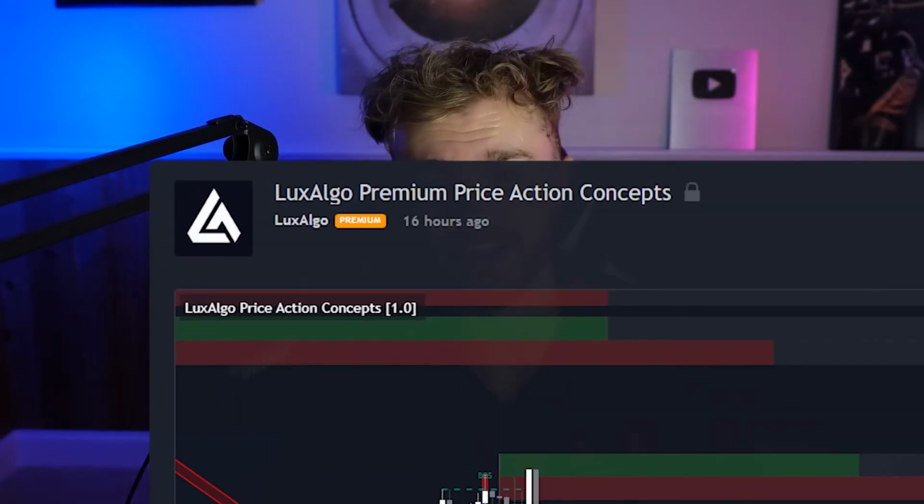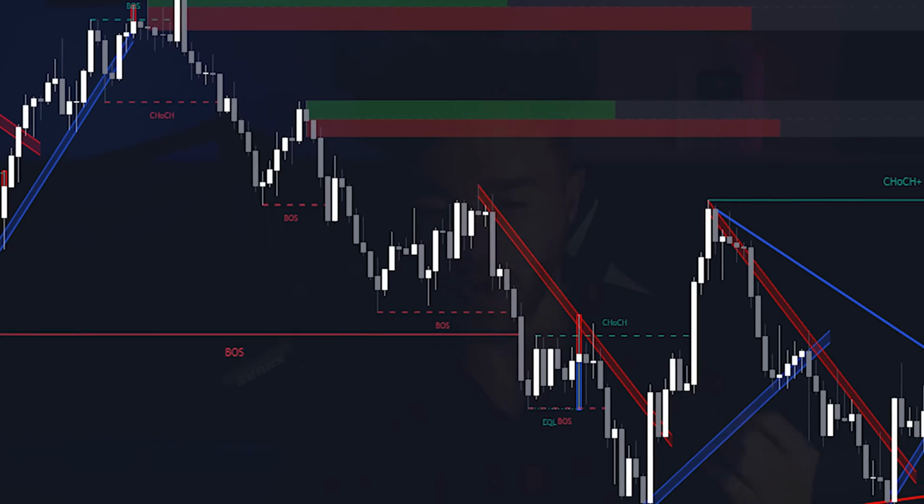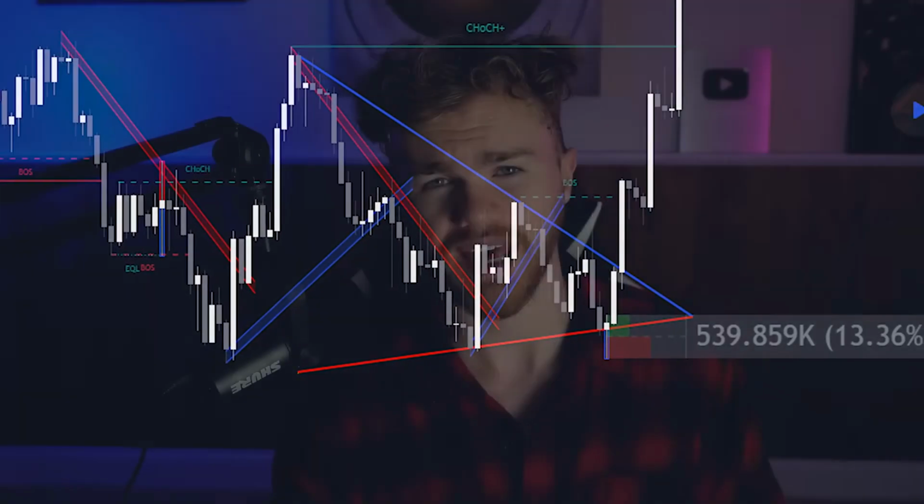The brand new LuxAlgo premium price action concepts that just released for all of our premium users. And this is a super long awaited update, and there's a lot to cover here, so let's just get right into it.